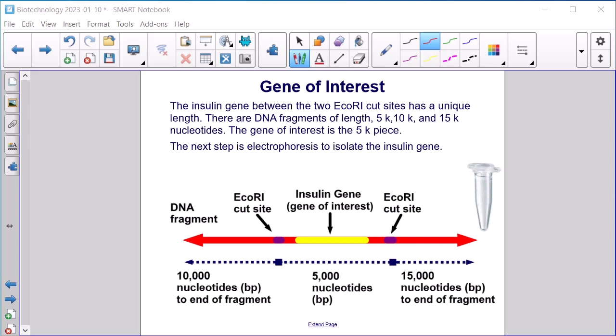So in the previous slide, we talked about how EcoR1 will make a staggered cut when it encounters a specific gene sequence. That sequence occurs here and here, where a cut is made. What happens on this gene of interest is we get these three pieces. One has 10,000 nucleotides from this cut site to the end of the fragment. The one in the middle has 5,000 nucleotides, and our gene of interest, our insulin gene, is here. And then our other fragment has 5,000 nucleotides to this end of the fragment.